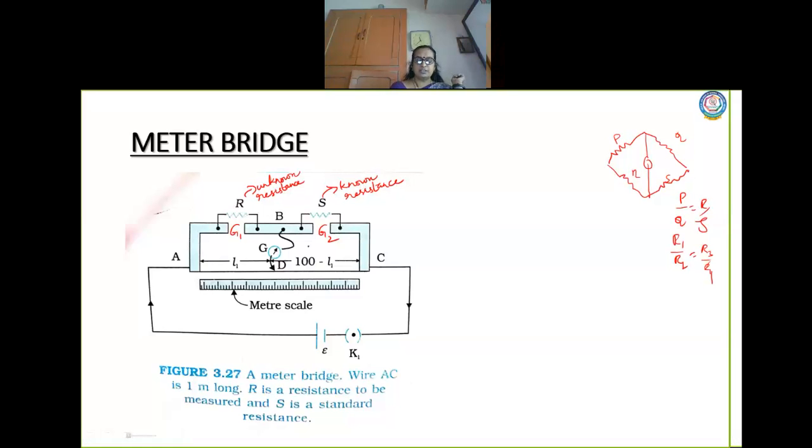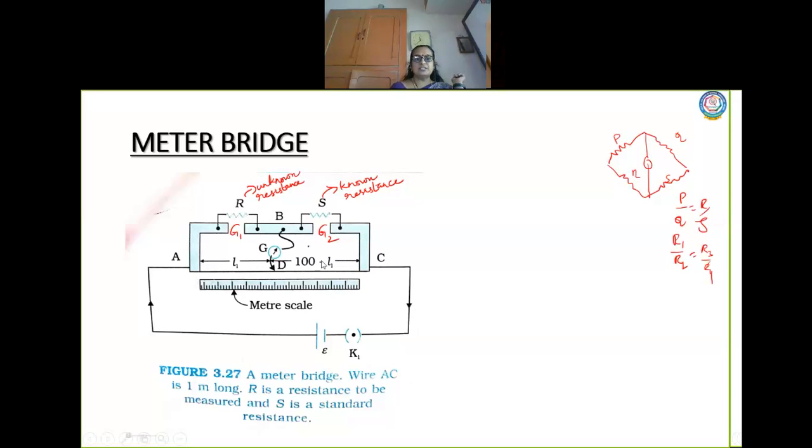Now you connect the jockey to some point D on the wire. This D is at a distance of L1 centimeter from the end A. L1 is nothing but the L they have given. And the portion AD of the wire has a resistance. What is the resistance of this? The resistance of this is L1 into R.